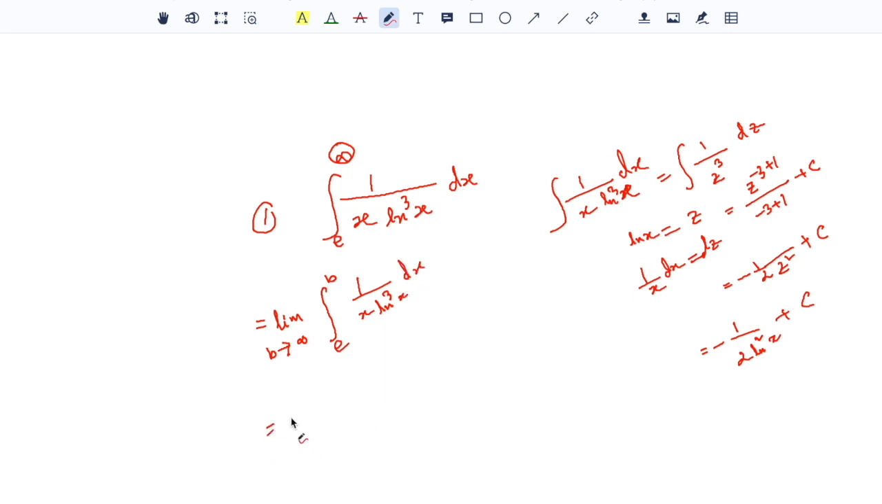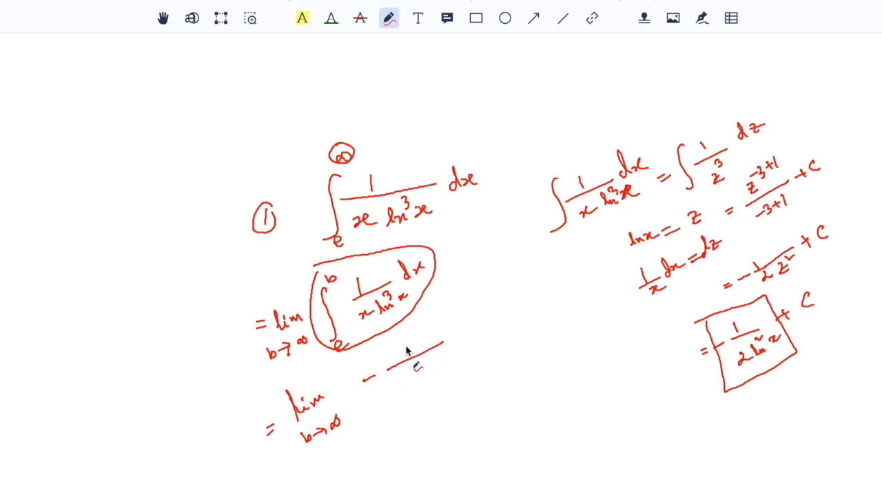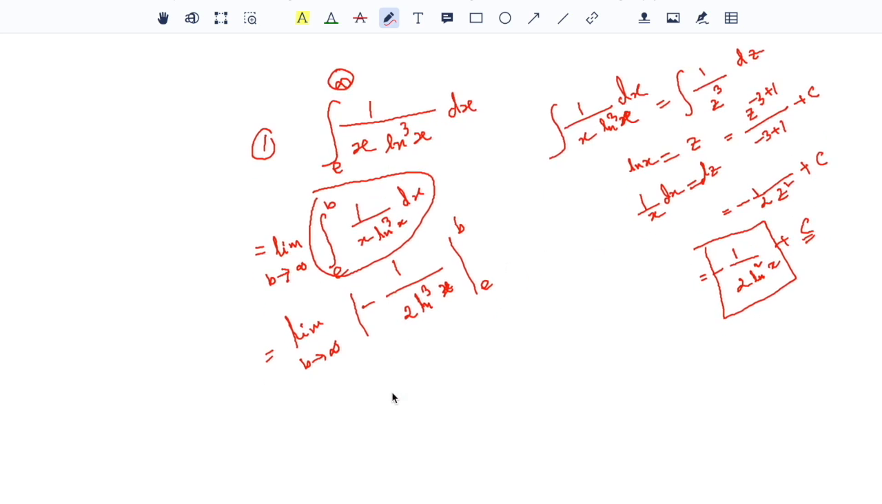and this equals limit b tends to infinity. This integral is now a proper integral, so the result we can take from here. You see this one we need to use here: minus 1 by 2 ln cube x. The lower limit is e, upper limit is b. You don't need to write c here because this is a definite integration.